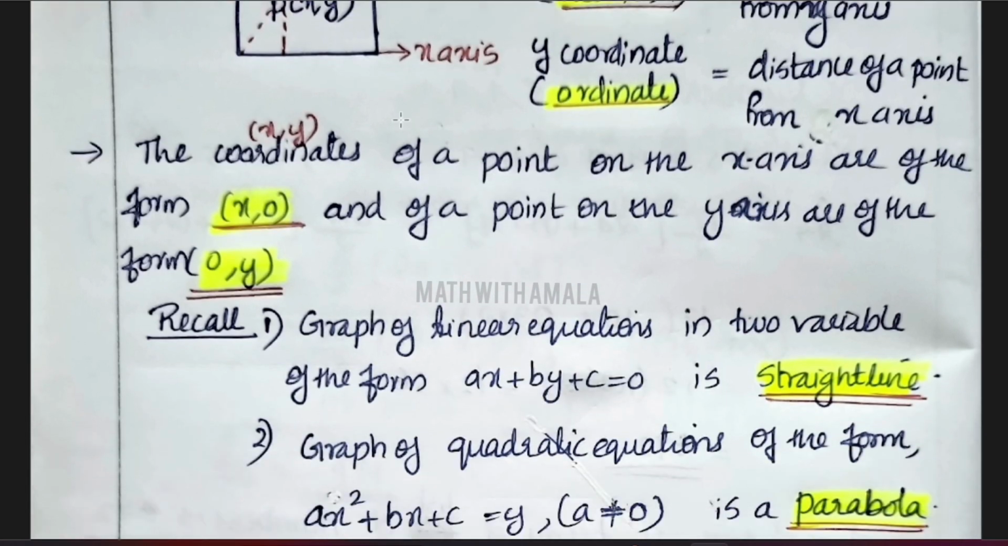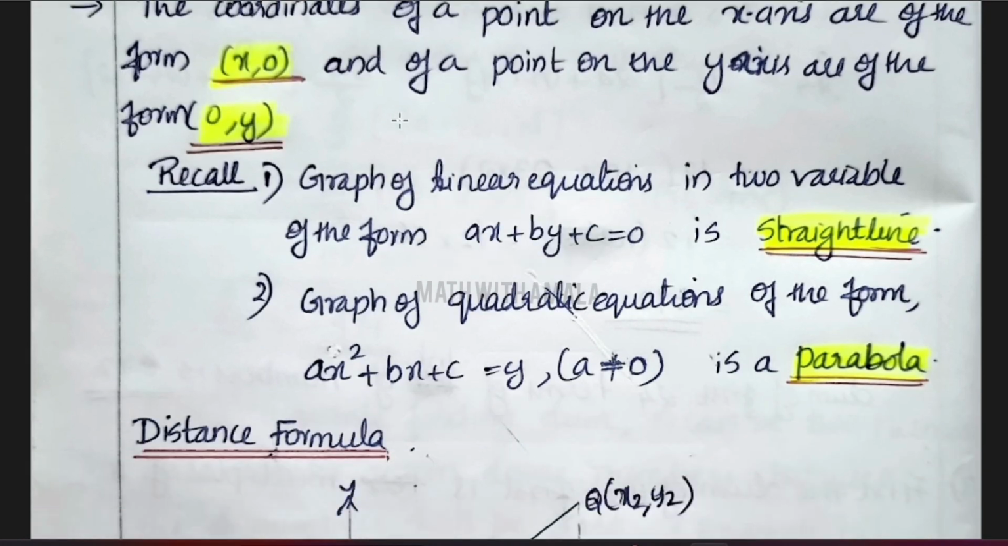The coordinates or the ordered pair of a point on the x-axis are of the form x comma 0, where the y-coordinate will be 0, and of a point on the y-axis are of the form 0 comma y, where the x-coordinate is 0 and y can take any value in the y-axis.